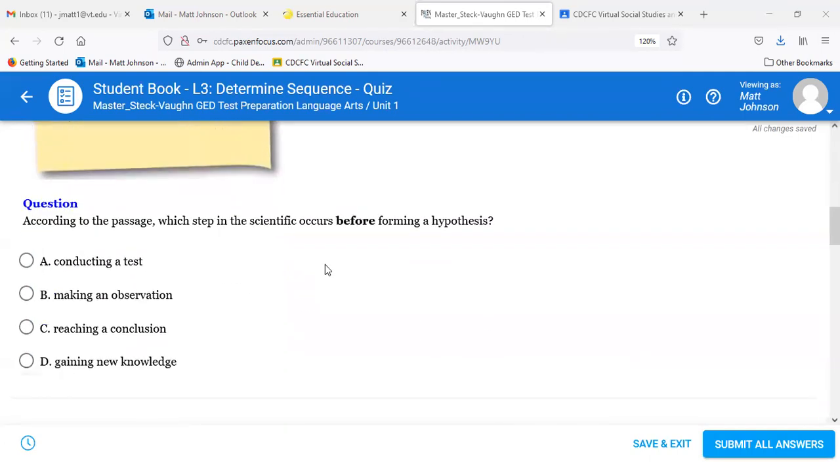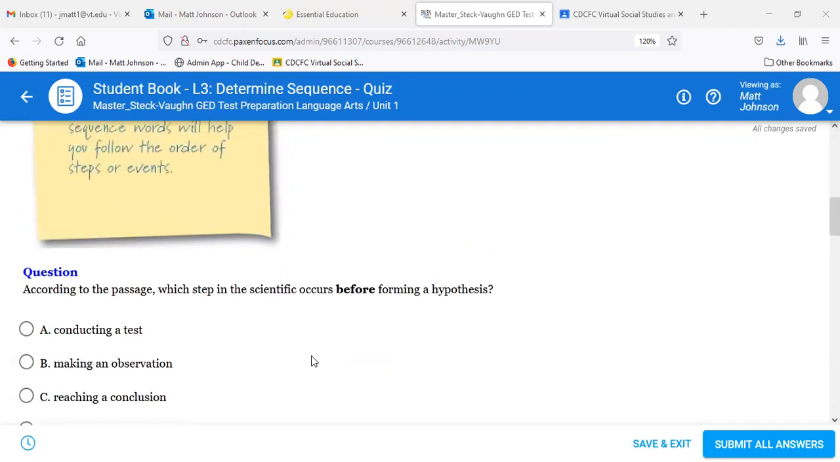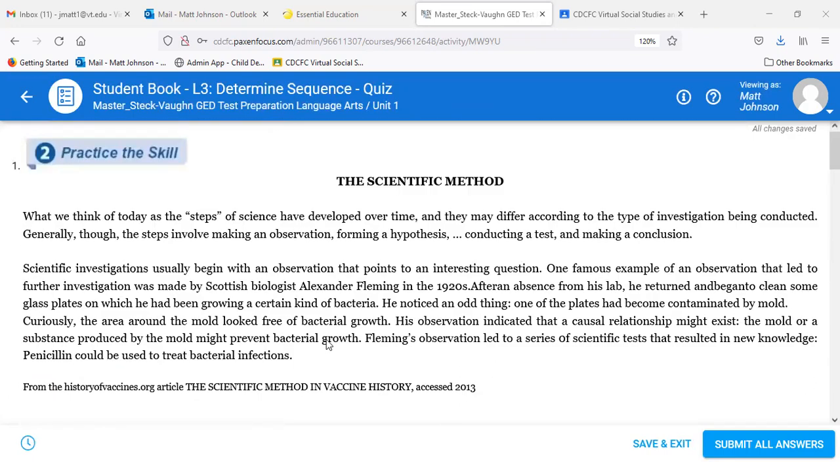All right. So according to the passage, which step in the scientific method occurs before forming a hypothesis? A, conducting a test, B, making an observation, C, reaching a conclusion, or D, gaining new knowledge. And I think we can look back up at the very first paragraph there. Right. Generally, the steps involve making an observation, forming a hypothesis, conducting a test, and making a conclusion.